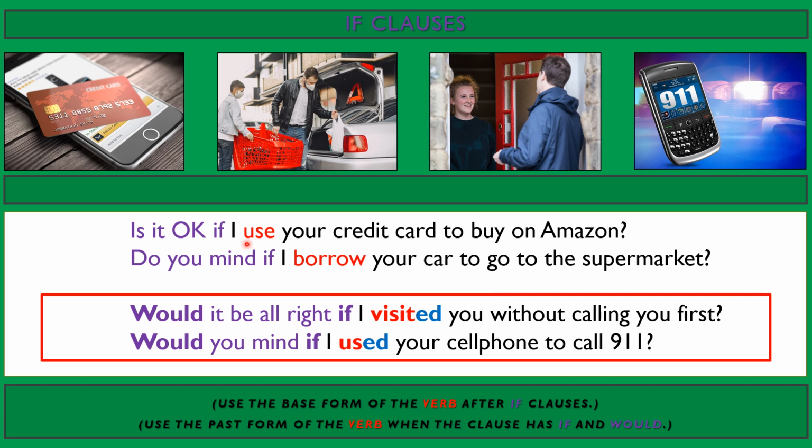Notice here that you use the base form, but here you use the past form. Why? Because you have the modal would and also you have if. In the request that you have would and if, you use the past form of the verb, like here, visited, used. Notice here that you have if, but you don't have would, so you use the base form.